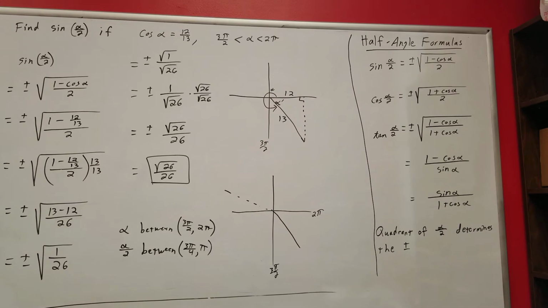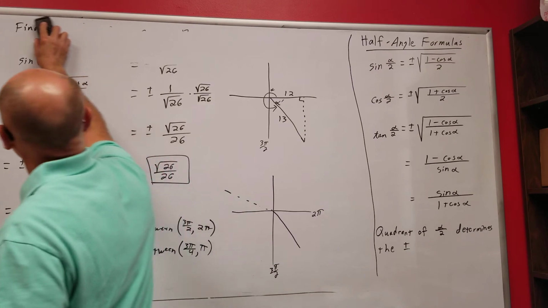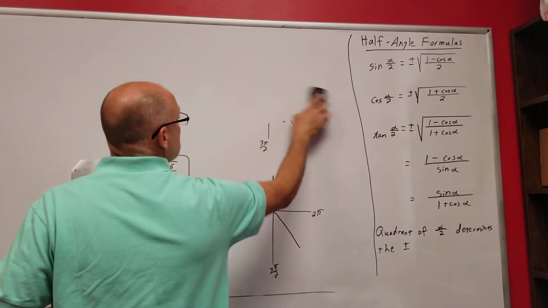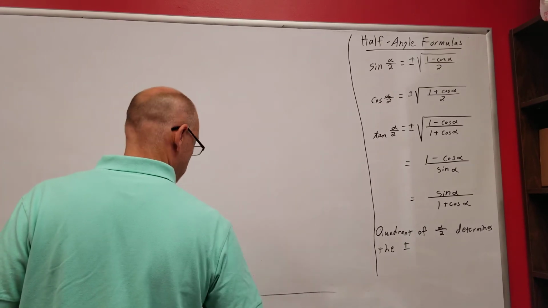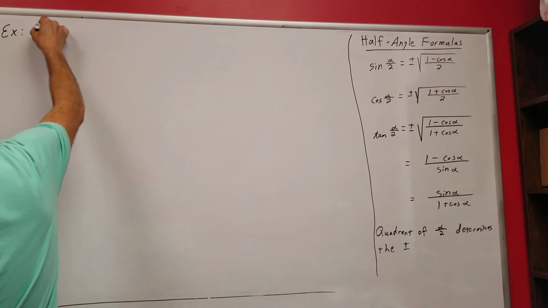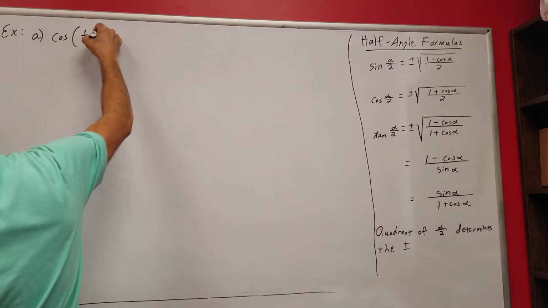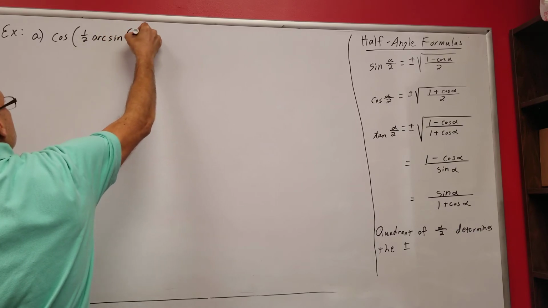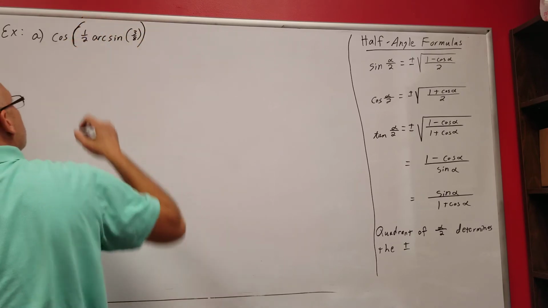All right, our last example, part A and part B, okay? Let's look at it. Find the exact value. You always want the exact stuff. Well, let's see. How can we find exact values? All right, we have cosine of 1/2 of the arc sine of 3/8. They want us to find the exact value of this, okay?